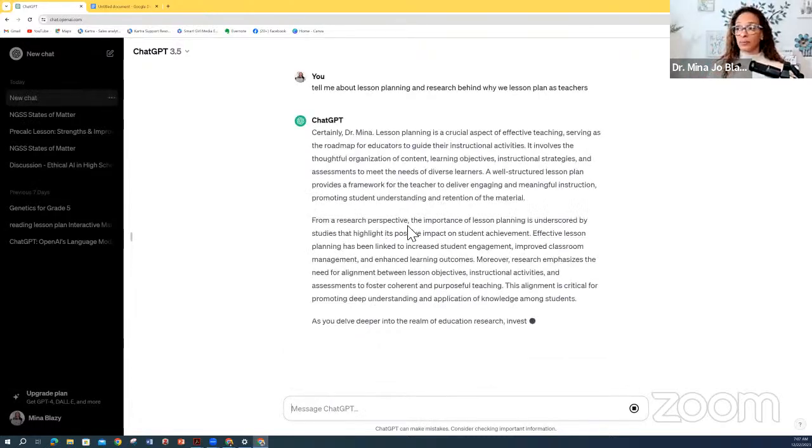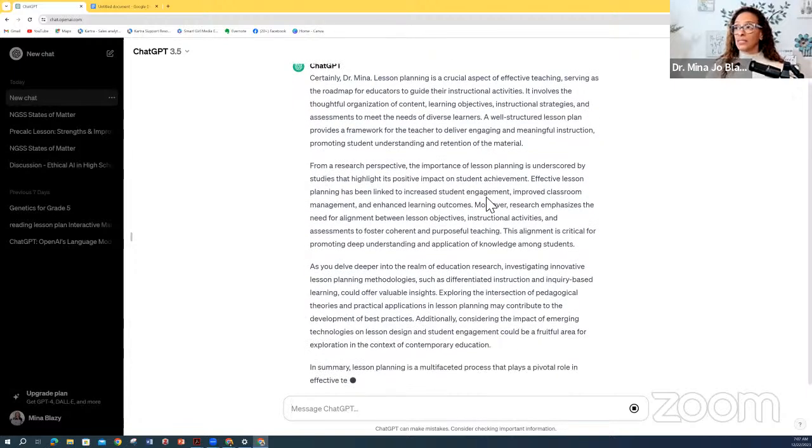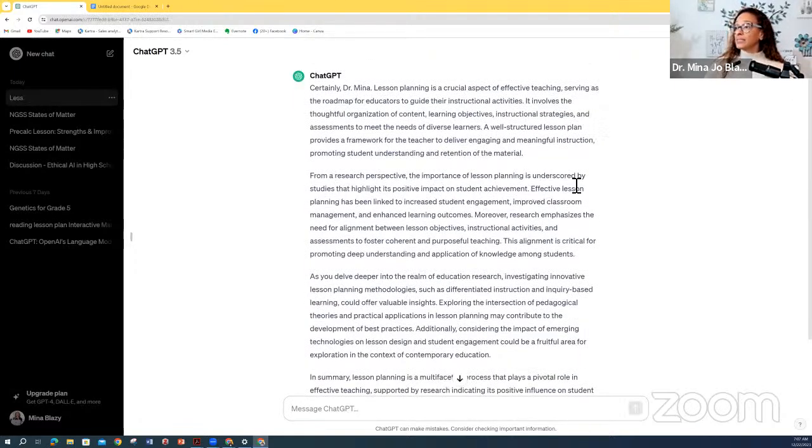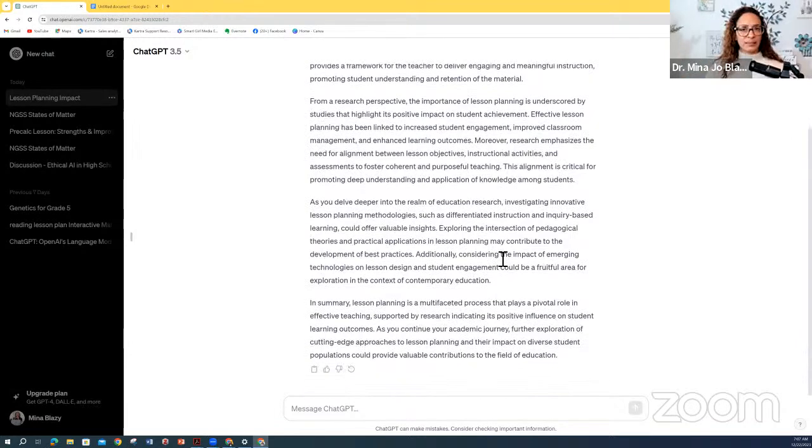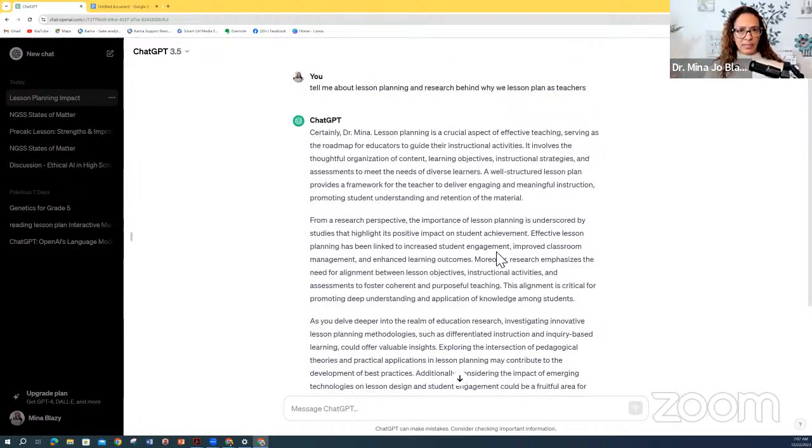And it's telling me from a research perspective, the importance of lesson planning is underscored. Oh, did you notice what I did? I clicked on the screen. And when I clicked on the screen, it didn't move anymore. But if I didn't click on the screen, it would move as it was typing, as it was giving me the information. Effective lesson planning has been linked to increased student engagement, improved classroom management, and enhanced learning outcomes.